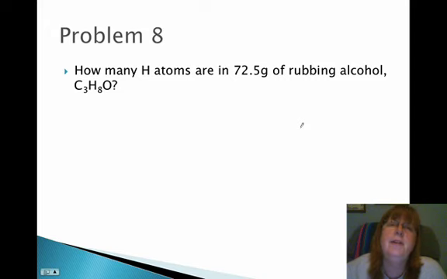And I would like you guys to try this problem. This is a challenging problem, and we are looking for hydrogen atoms in 72.5 grams of rubbing alcohol. Give this problem your best shot. Bring it to class tomorrow, and we'll start with this problem in class.